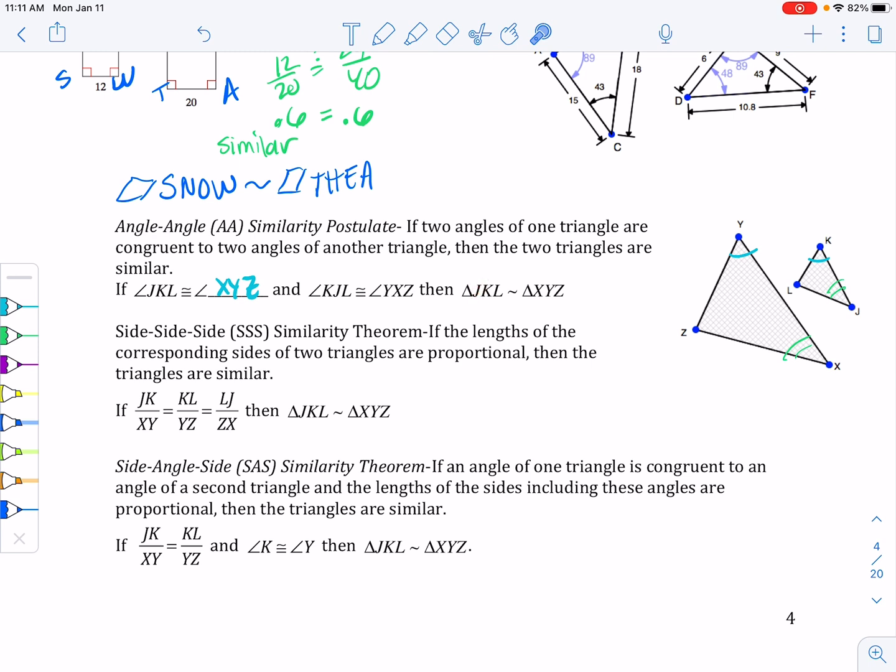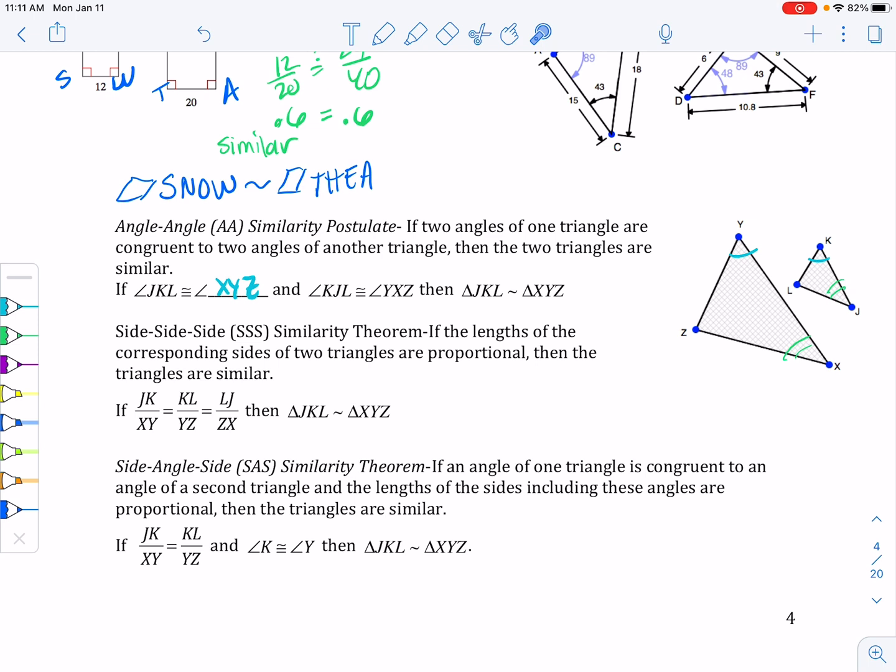Now notice J corresponds to X, K corresponds to Y, right? Those are the same. And L corresponds to Z, so these two are the same. And then J corresponded to X, which I hadn't pointed to.